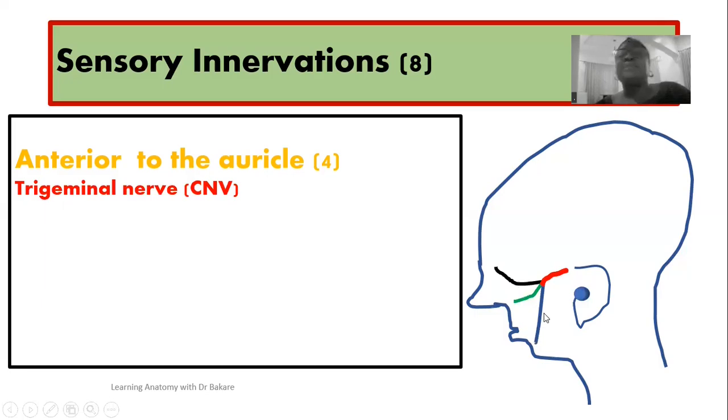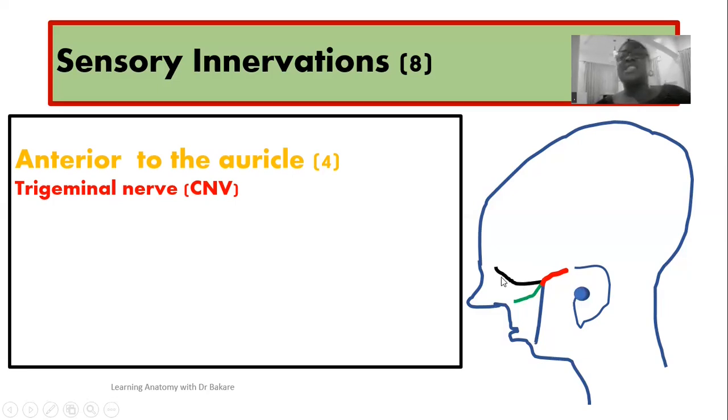So these are the 3 branches of the trigeminal nerve. And of course, the 4 branches that seem to supply the anterior region of the scalp that is located in front of the auricle, or anterior to the auricle, are branches from the different sub-branches of the trigeminal nerve. So we see how these branches emerge from the different sub-branches of the trigeminal nerve.